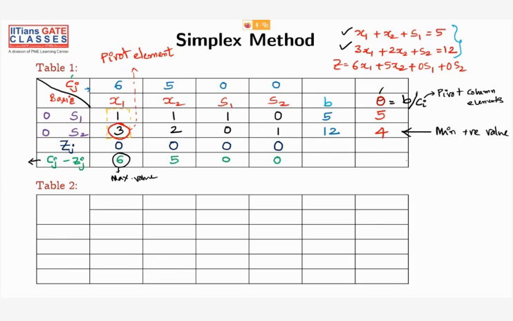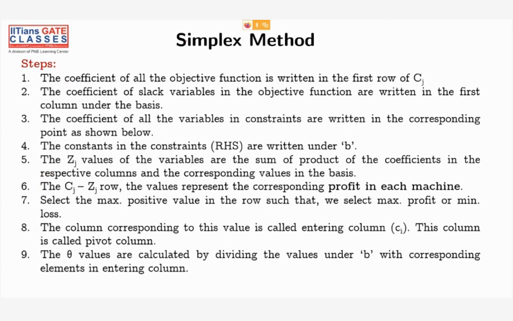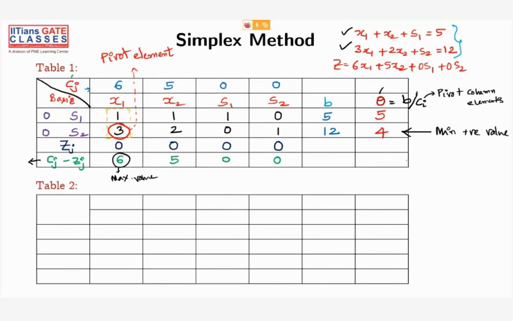So once you have done this, this is your complete table. Now I repeat the steps by showing the steps. If you go back, first, what have I done? Step 1: the coefficients of all the objective function are written in the Cj row. Column 1, column 2, column 3, column 4. Those are the Cj values. I've done that.